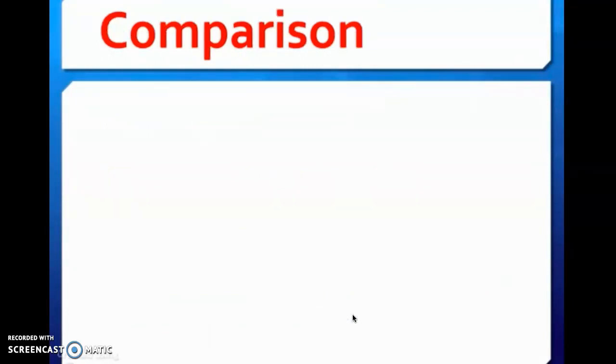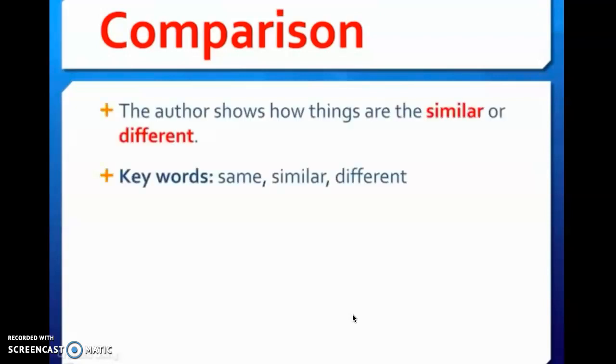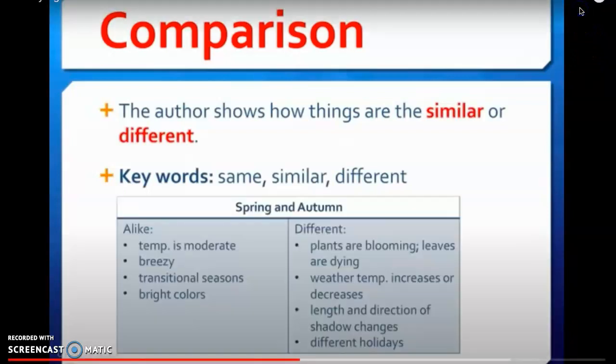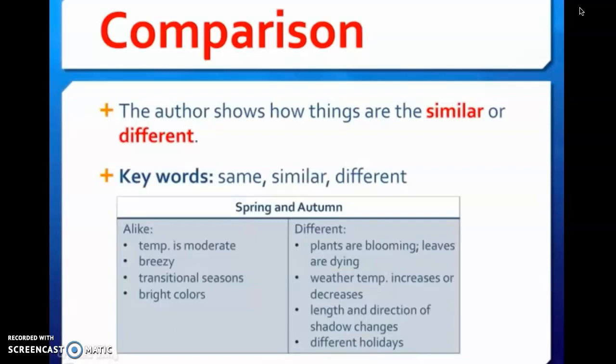The third type of text feature is comparison. This is when the author shows how things are similar or different. Some key words are same, similar, or different. Here's an example. If you're looking at spring and autumn and you're comparing them, you're trying to find how they are like and how they are different.